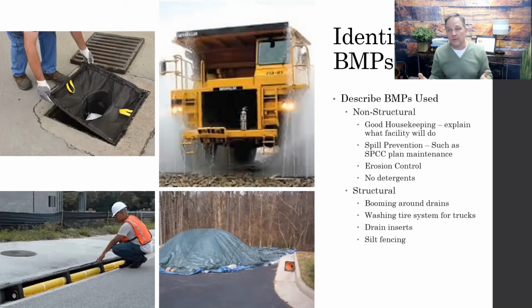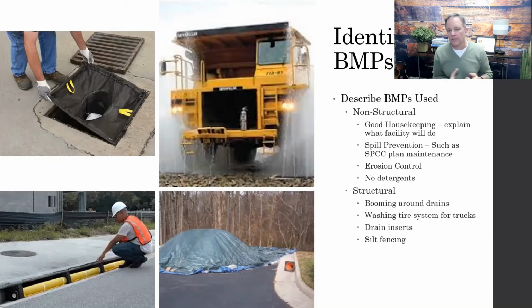Other things where you maybe just eliminate having, say, detergents come on site because maybe there's been a history of using detergents for cleaning things, and they have caused some problems on site, so we don't even use them anymore. Or if you do, there are certain policies and practices and procedures that you have in place to ensure that none of those detergents can get to stormwater drains, for example. Structural BMPs, as I had mentioned earlier, are physical things that are put in place, like booming around drains or drain inserts, as pictured in the upper left-hand corner.